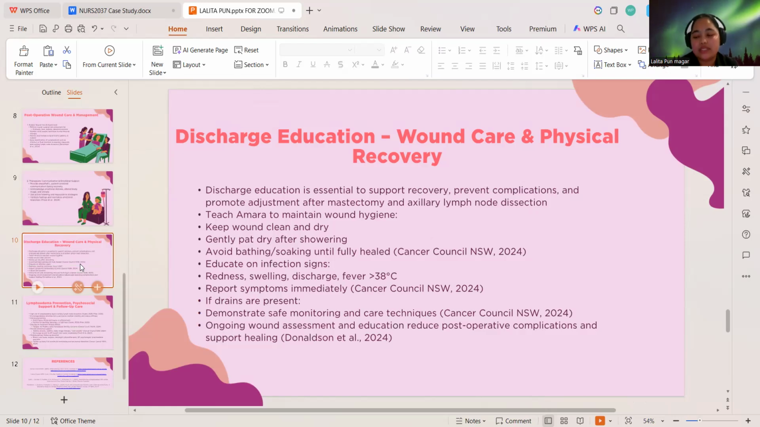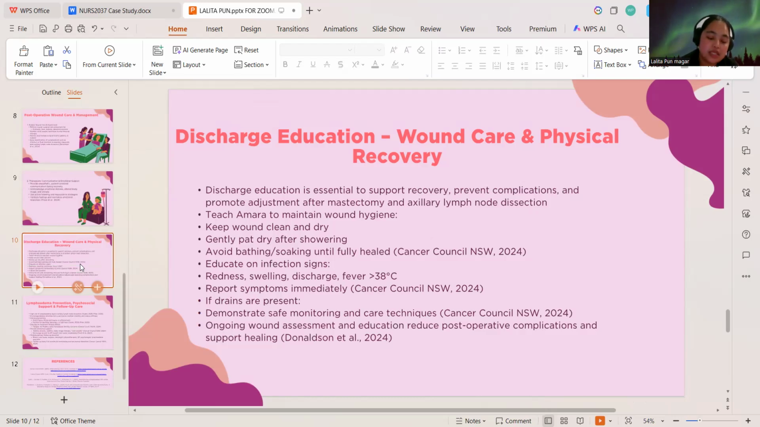One important point is teaching Amara how to care for her surgical wound and drainage tubes at home. She should be advised to keep the wound clean and dry, gently pat the area after showering, and avoid soaking the wound in baths until healing is complete. Education should include recognizing signs of infection such as redness, swelling, discharge and fever, and to report symptoms immediately.